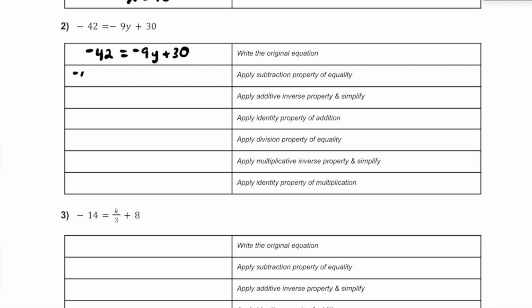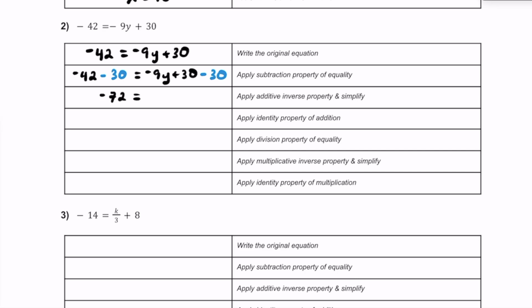So let's take the negative 42 on the left side and take away 30 from the left side. And let's also take away 30 from the right side. Now, on the left side, let's simplify this. Negative 42 minus 30 is going to be negative 72.